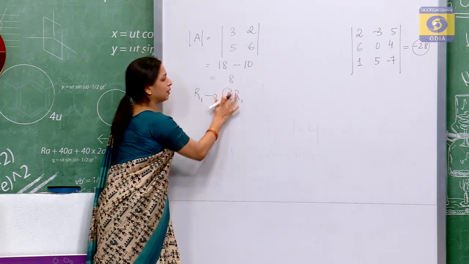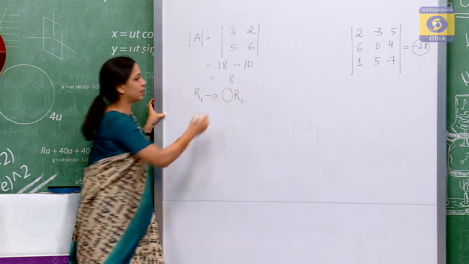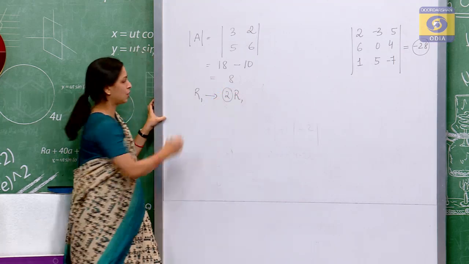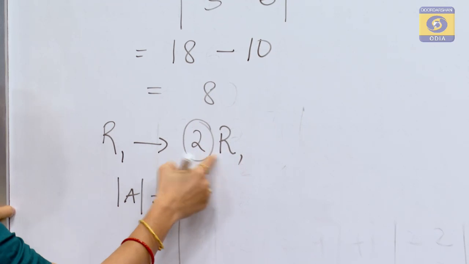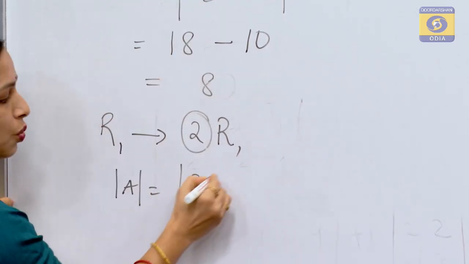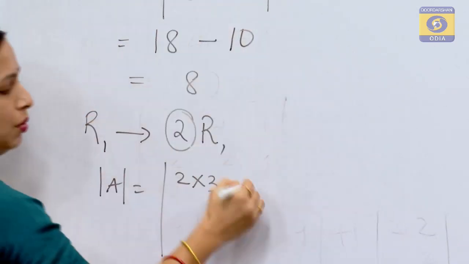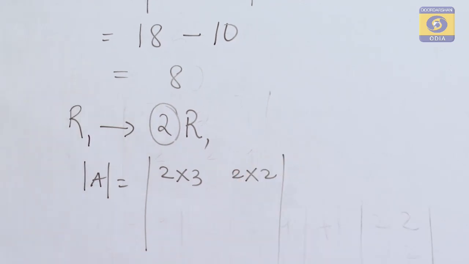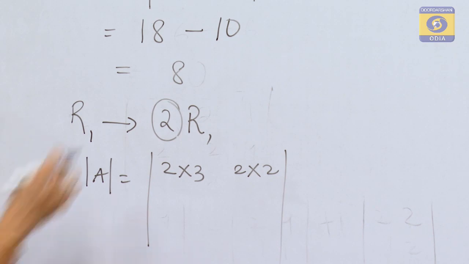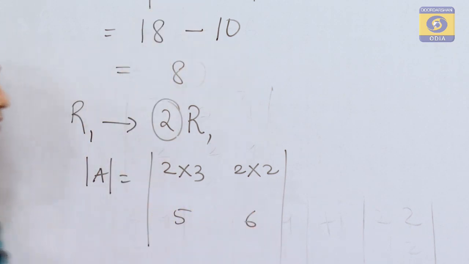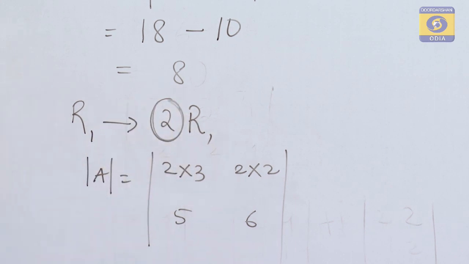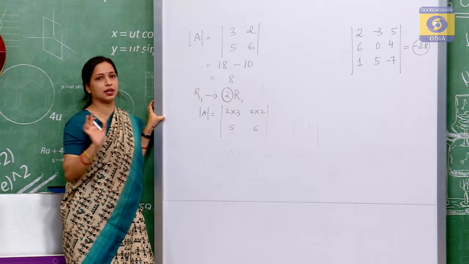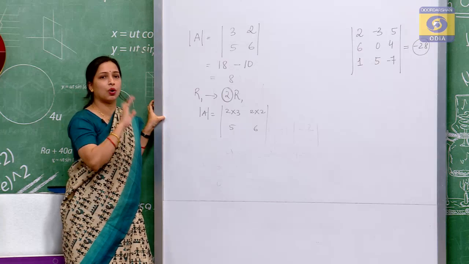Let us say I am multiplying row 1 elements with 2. So, now the new determinant will be 2 R1 elements. So, 2 into 3, again 2, 2 into 2. Same row 1 will be the same. So, 5 and 6. Remember, whenever you are multiplying the constant, you must multiply it with a single row or a single column. You cannot multiply it with all the elements.